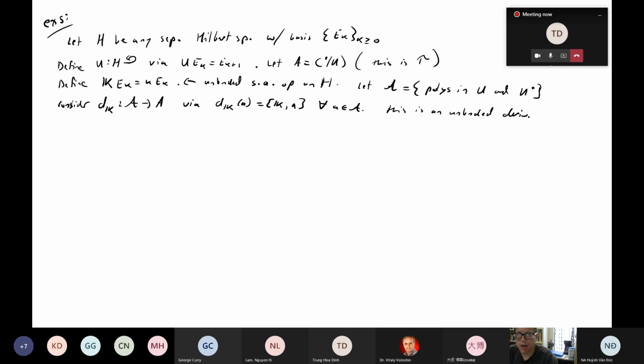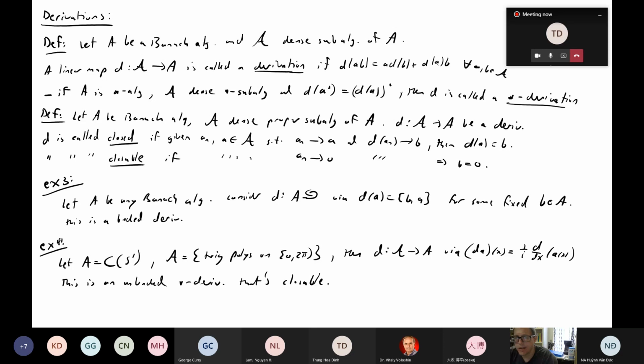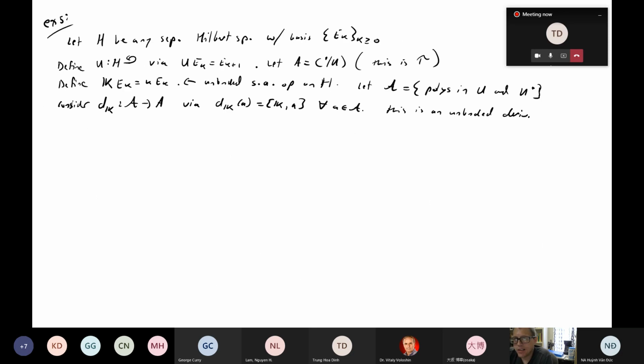Okay, so we've got a lot of examples here, a lot of nice ones. We've got the commutator, which is always bounded. The derivative, which is a very famous one, is a commutator with something unbounded, and then it stays unbounded.